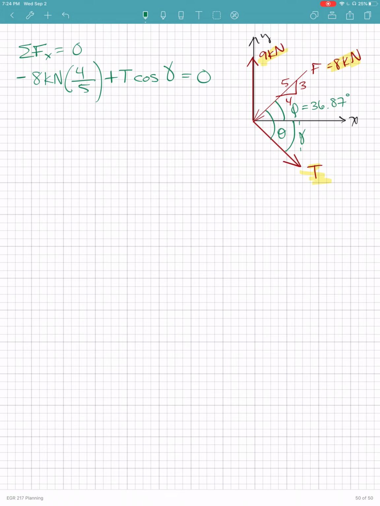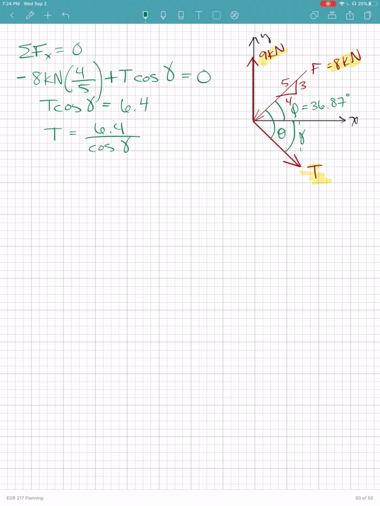So we can keep the T cosine phi on one side, that equals, and move that 8 times 4 divided by 5. So that's 6.4, because I'm moving it over to the right side. So we could just say T equals 6.4 over cosine of that phi.